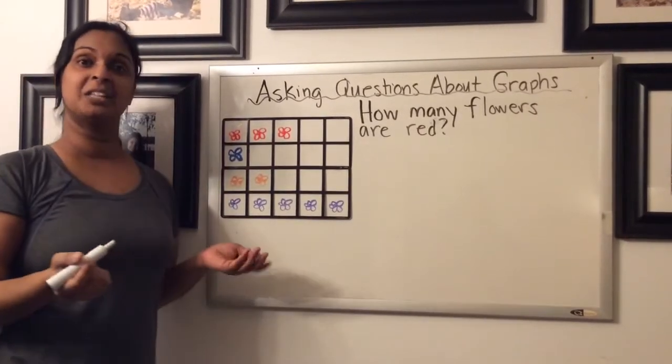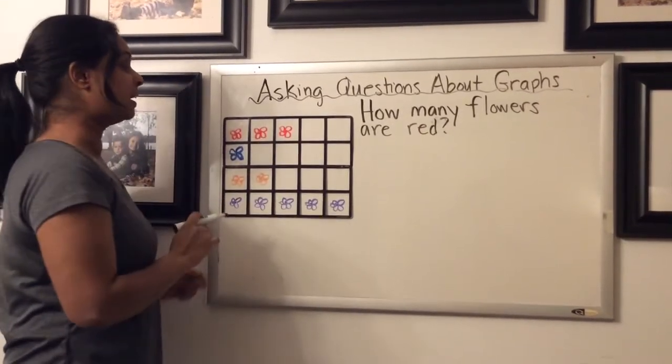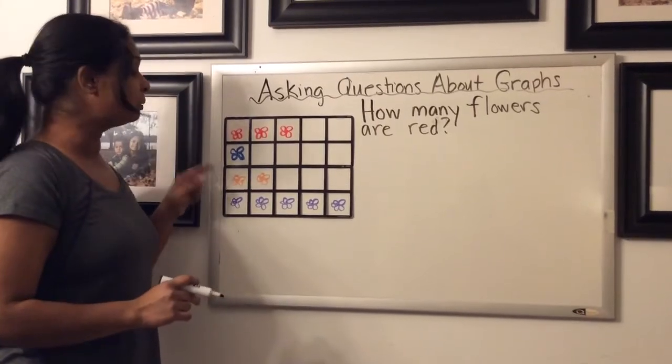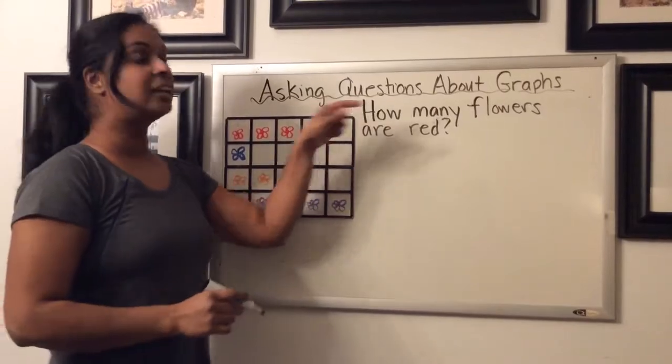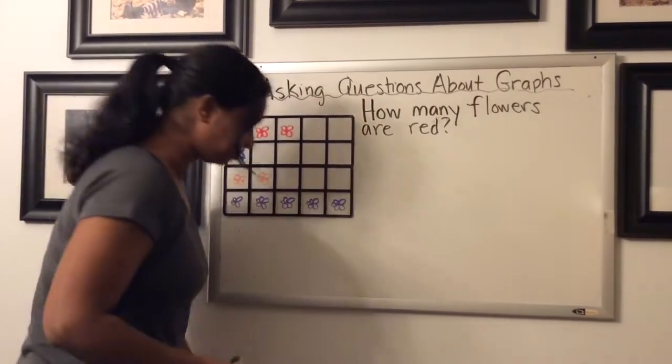And then I should be able to answer that question. 3 flowers are red. I could have said how many flowers are blue, or how many flowers are orange, or how many flowers are purple. For this kind of question, you can just choose one.